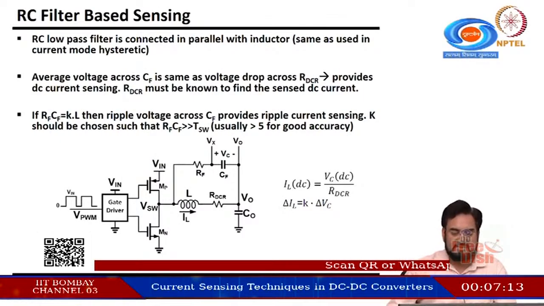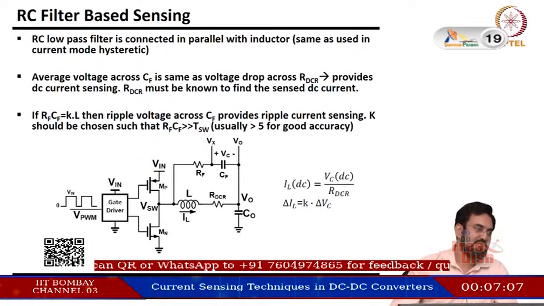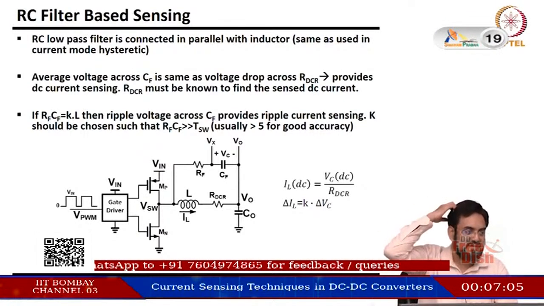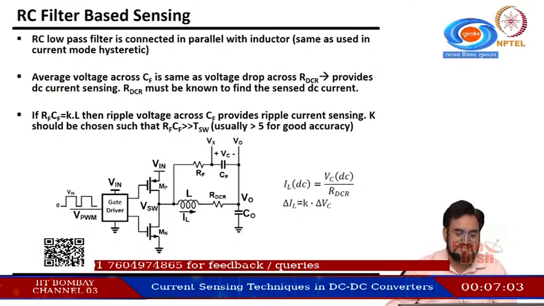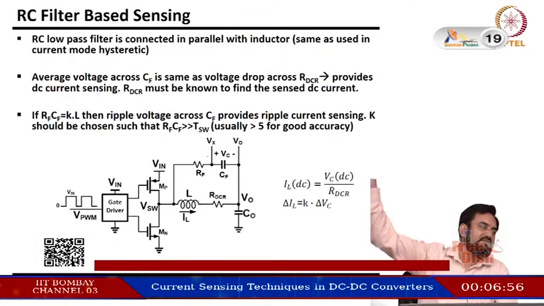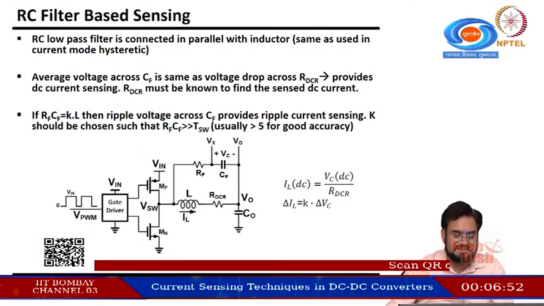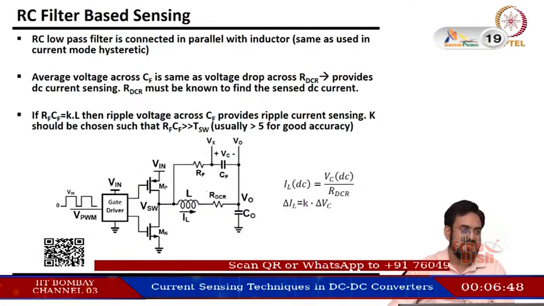So this delta IL will have a K times delta Vc. K is nothing but depending upon how you choose the RC time constant compared to this, that will give you a K factor. So if this is, let's say, 100 milliamp peak to peak, you can have a gain factor here, make it 500 millivolt peak to peak. So the one difference is this current gets converted to voltage here in this RC filter. So you'll have the same information.